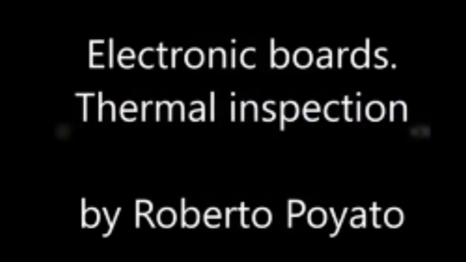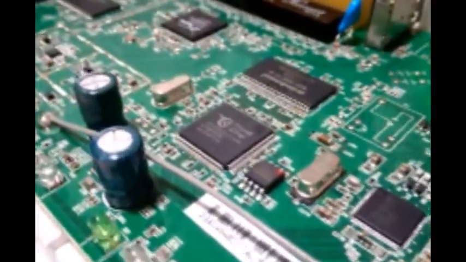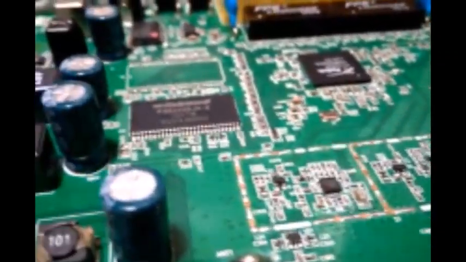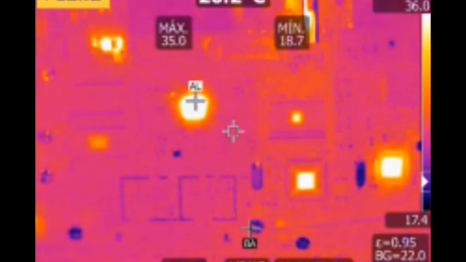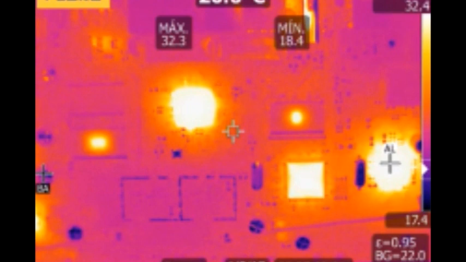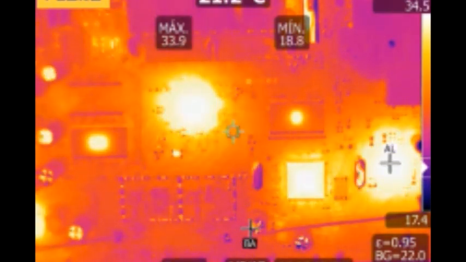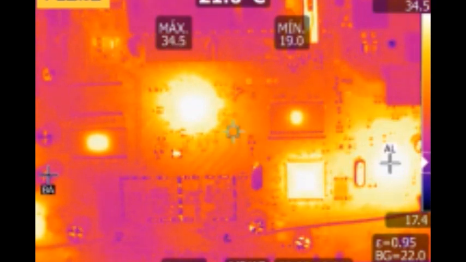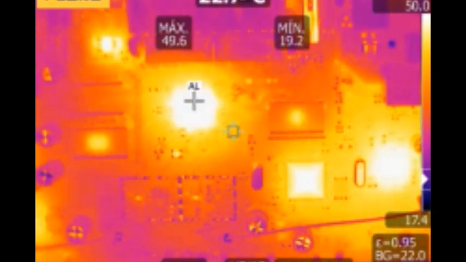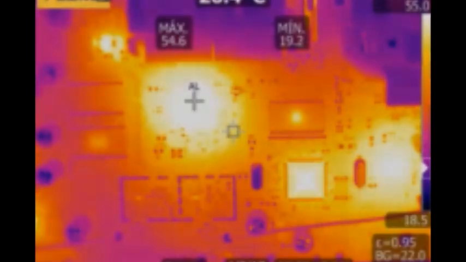Hello, my name is Roberto Poyato, and today I'm going to talk about inspecting electronic boards with an infrared camera. Electronic devices are around us, and every day their electronic components are more sophisticated and complex, so the energy they consume is more concentrated in a specific area, which also produces a concentration of heat that must be dissipated. So, thermal dissipation is a key aspect for the proper operation of electronic components.